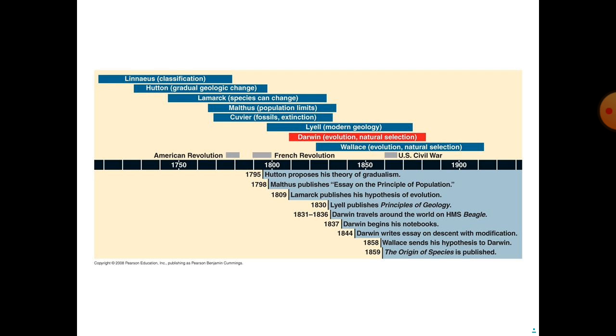Next is George Cuvier, about fossils and extinction. We have Charles Lyell, about modern geology. And we have Charles Darwin and Alfred Russel Wallace, for evolution and natural selection.